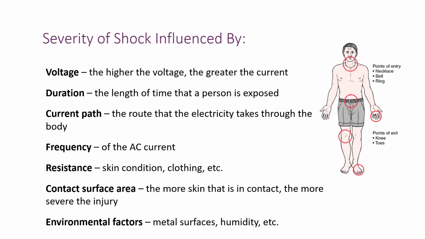Frequency, the AC current. Resistance, skin condition, and clothing. For example, the drier our skin, the more problem for us. Sometimes we have static charge, especially in the winter season, because the skin is most of the time dry. Contact surface area: the more skin that is in contact, the more severe the injury. Similarly, we have some environmental factors like metal surfaces, humidity, etc. So these are some of the factors which can influence the severity of shock.